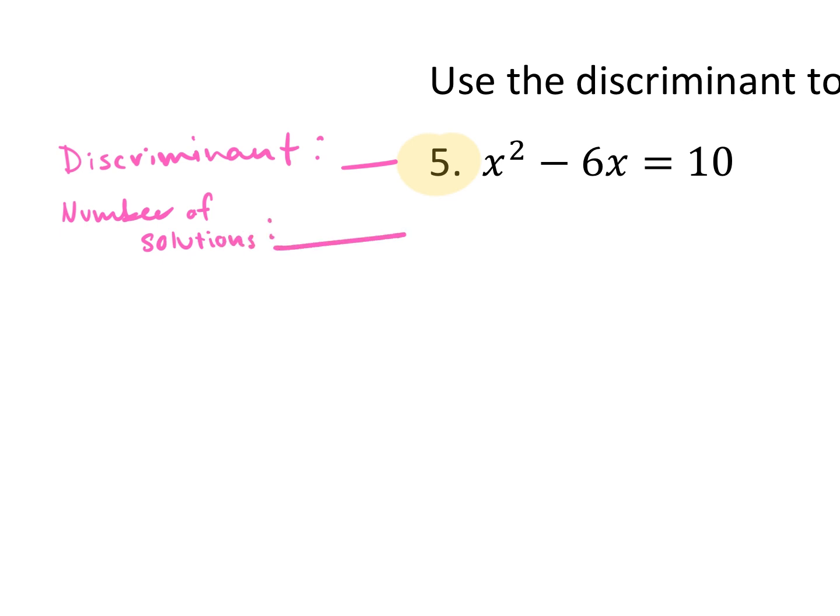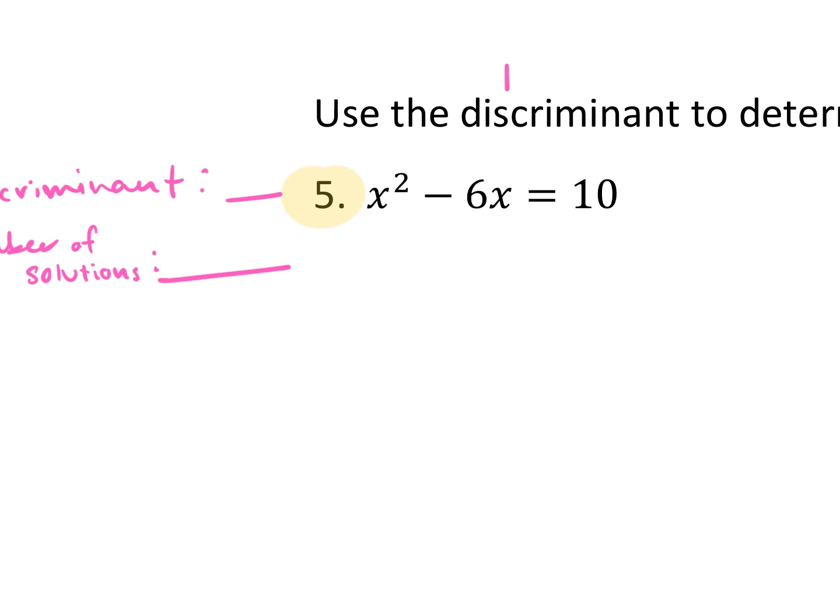So there's kind of two answers to this question. But first, let's find the discriminant. To define the discriminant, we use the formula b squared minus 4ac. So it's like what's under the square root of the quadratic formula. So b squared minus 4ac.